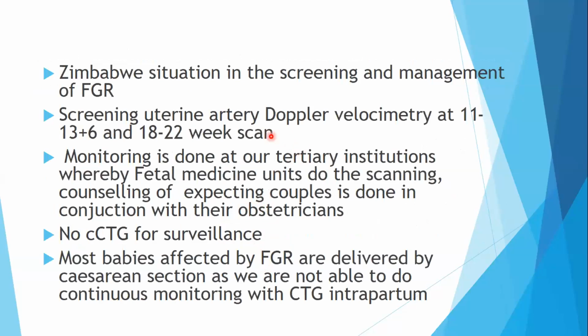And let me end my talk with this slide on Zimbabwe to show the Zimbabwean situation in terms of screening and management of fetal growth restriction. We are now able to screen for fetal growth restriction using uterine artery Doppler. We are not using PAPP-A. It's only, I think, centers in England and some developed countries which have begun using PAPP-A for screening. We can do this Doppler velocimetry at 11 to 13 weeks for mothers who present early, and also at the 18 to 22 weeks anomaly scan.